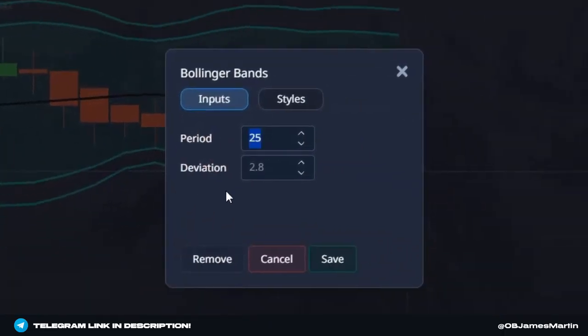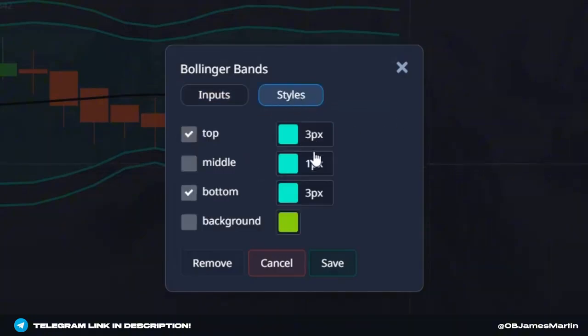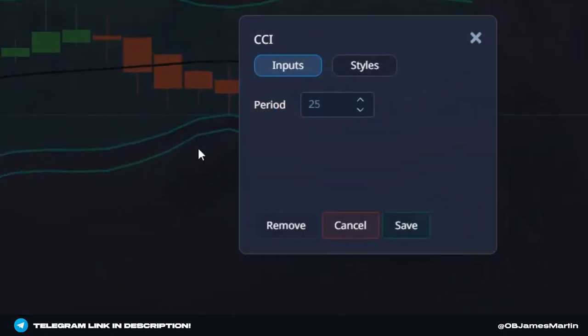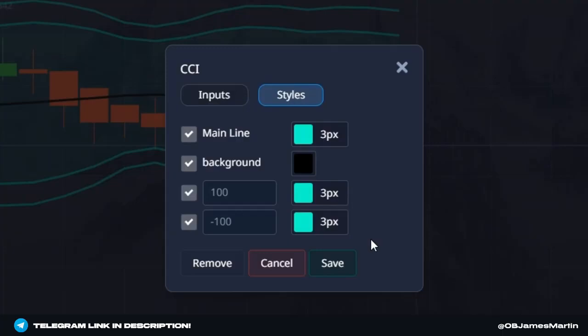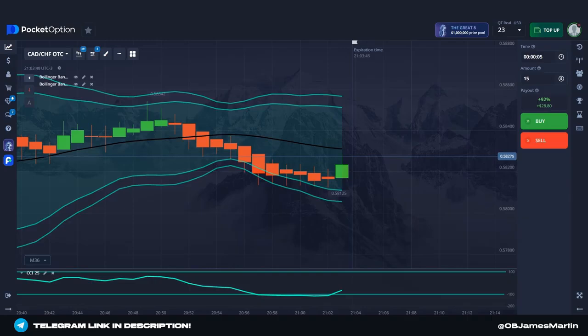The second one, 25, 2.8. Pay attention to that. Blue for that, and select the middle and background. Alright, and now just let's set the CCI, okay, 25 on period, and with this style right here. So, okay guys, and now the whole setup is ready to work. Alright, with the help of the dash lines and channel, we will be able to find the most correct situation and open my trades. I'll show you how I do it and what to pay attention to.